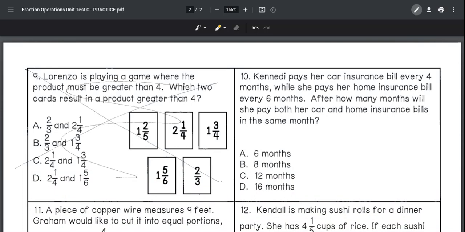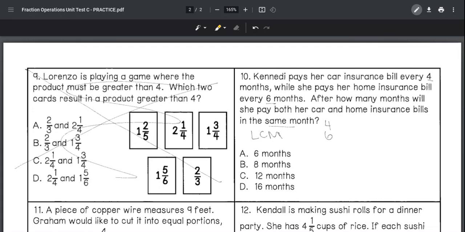Number 10, Kennedy pays her car insurance bill every 4 months, while she pays her home insurance bill every 6 months. After how many months will she pay both her car and home insurance bills in the same month? So we have to find the least common multiple between our 4s and 6s. We want to know when is the first time that those bills are going to match up on the months. So if you're using your multiplication chart, you need to look at your 4s row and your 6s row and decide what's the first number that matches in both rows.